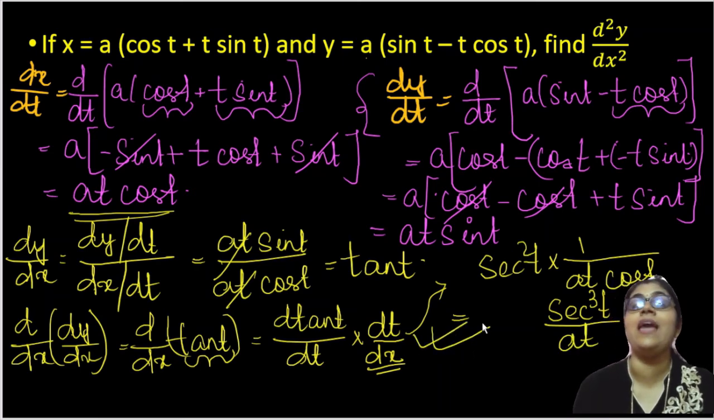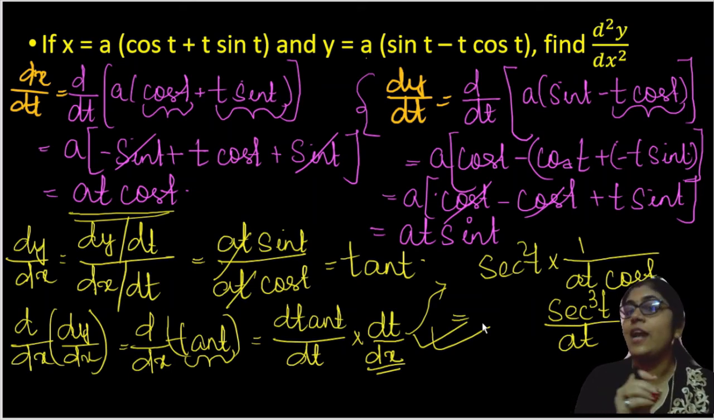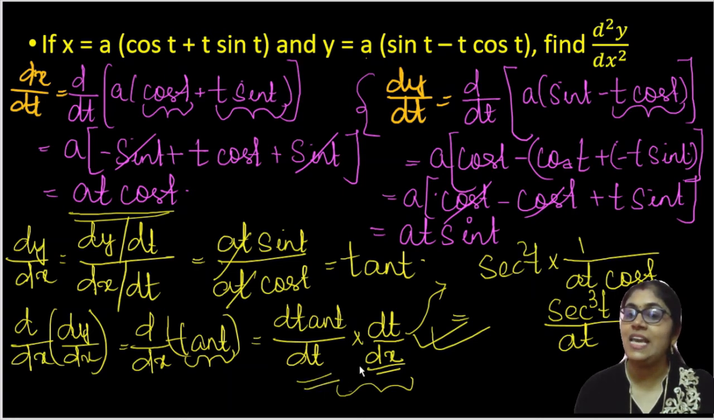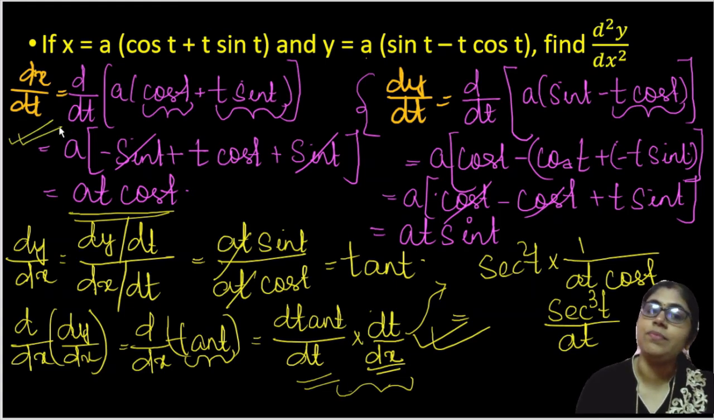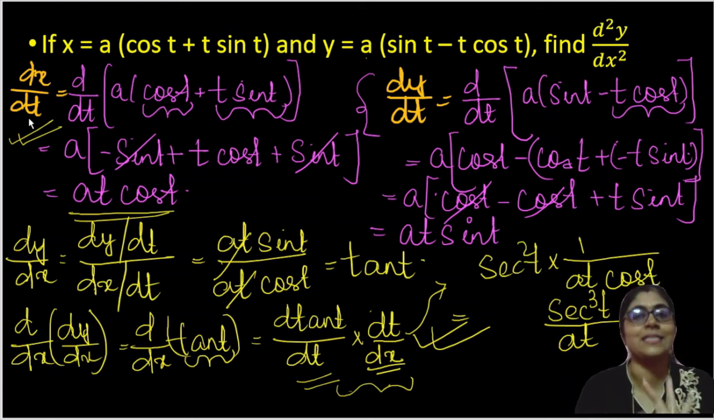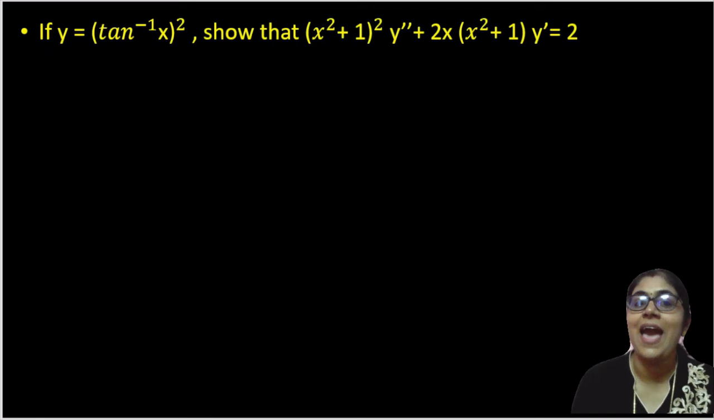So in this way you can find the second order derivative of a parametric function. One step is extra. Here you have to differentiate with respect to t and then differentiate t with respect to x. So already from the first step we know dx by dt. So instead of dx by dt you have to put dt by dx. So just put the reciprocal of dx by dt. In this way you can solve it very easily. Now let's move to another question.